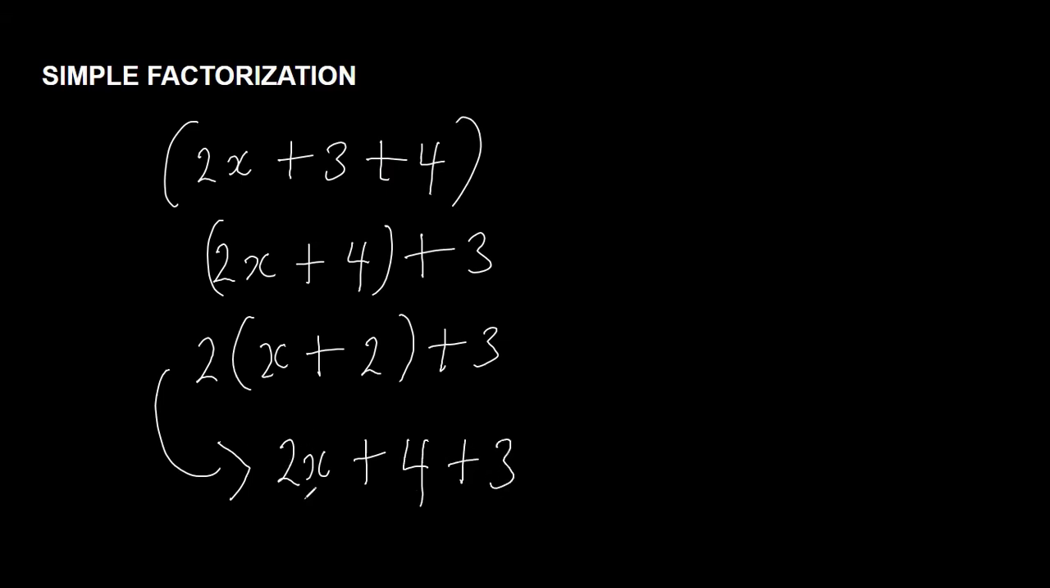So you can see what we have here is still the same expression we have here. We have 2x plus 3 plus 4 here. We also have 2x plus 4 plus 3. The arrangement of the numbers doesn't really matter. We still have the same terms. So that's on factorization. Now let's consider another example.